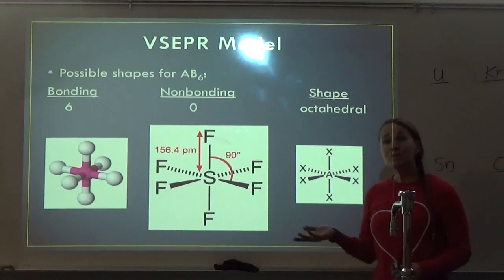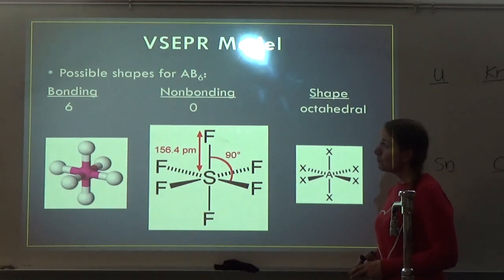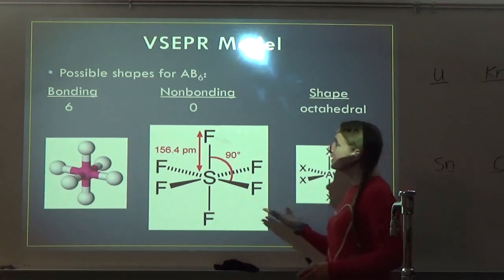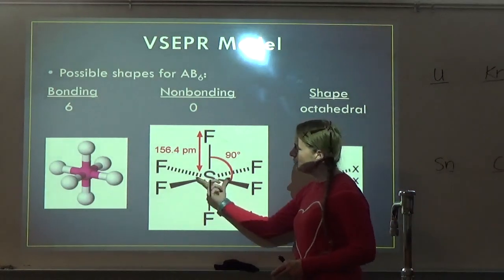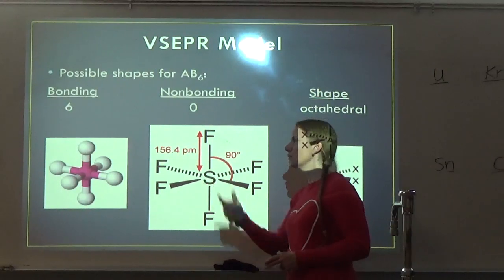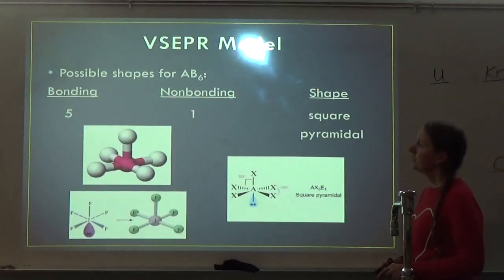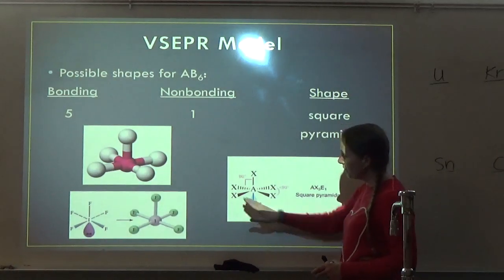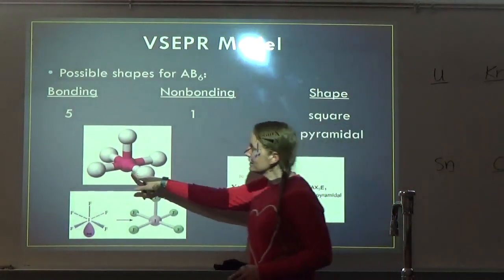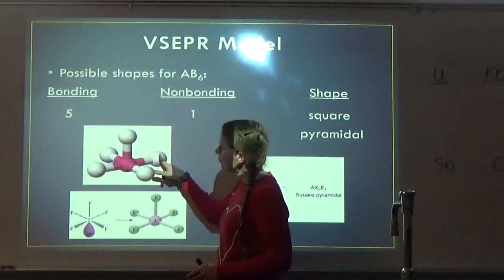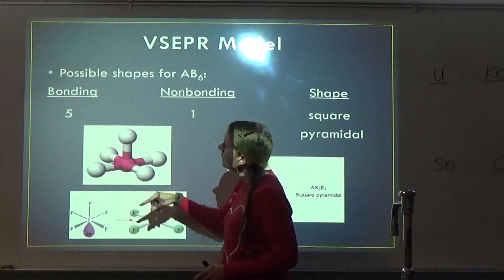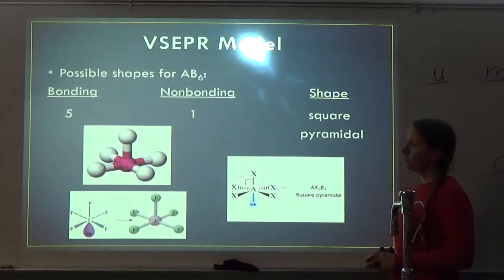So now let's move on to 6. If you have 6 bonding and 0 non-bonding, it's referred to as octahedral. Again, we draw 1 up, 1 down, 2 coming out of the board, and 2 going back into the board. But if you have 5 bonding and 1 non-bonding, you have a lone pair. Remember, you can't see it. So it looks like this. The bottom of it is a square, but it makes a pyramid because you have this top portion. So it's called square pyramidal.